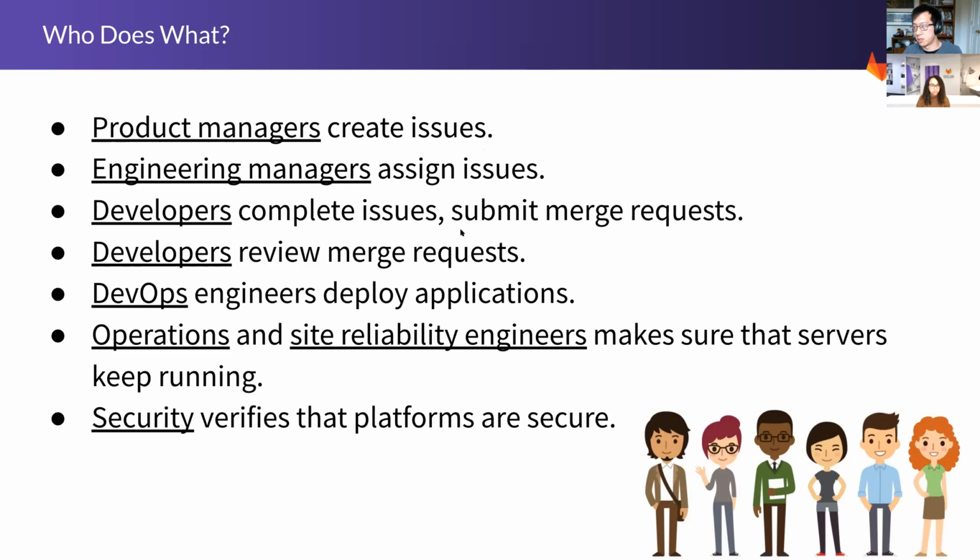Then the developers, which was us in this example, completed all of the issues, created merge requests, and also reviewed the merge requests. And then the next two really depend on the organization, but the two groups in charge of making sure that everything's up and running are operations and site reliability engineers. If you ever see someone with the title site reliability engineer, think Netflix or Amazon. If that website ever went down for a minute or for 5 minutes, they'd lose a lot of money. So site reliability engineers make sure that their website's really reliable and fast. And then obviously, security verifies that platforms are secure.